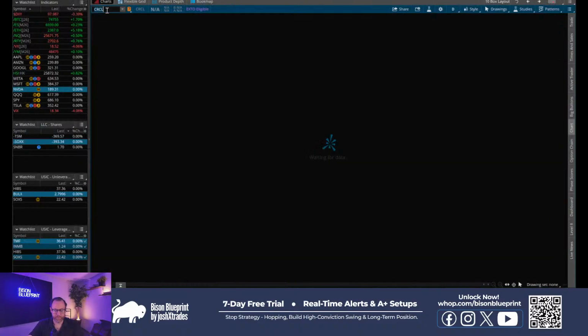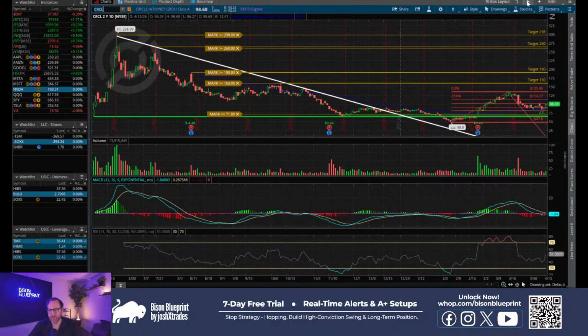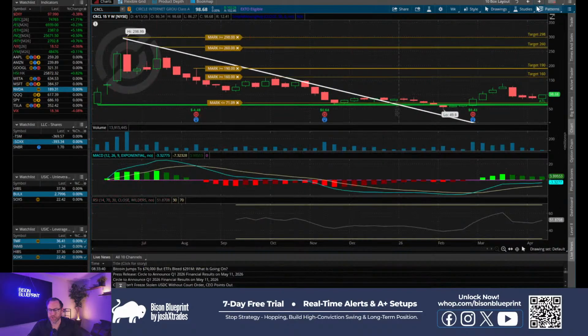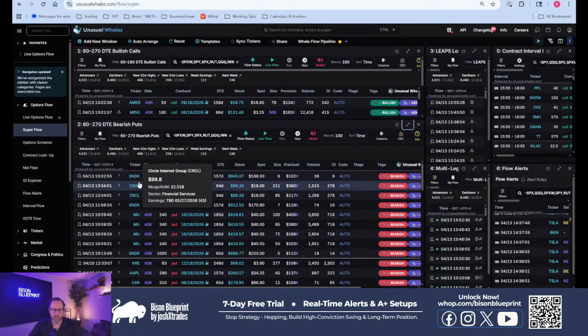Let's take a look at Circle. I was a little bit surprised by this because crypto's been doing really well this last week. Already up almost 300% here on this move, retracing a little bit and looking kind of bullish again. So not sure what that whale sees in Circle being bearish on this, but.